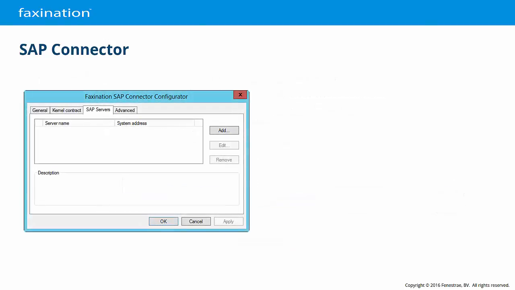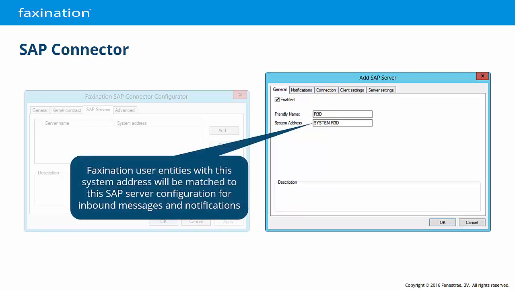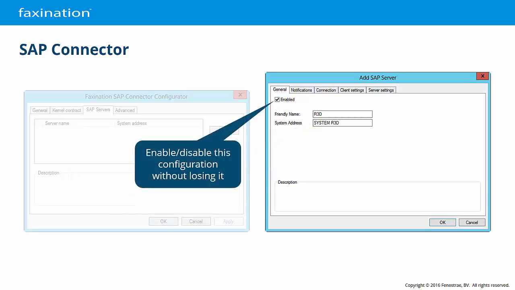The SAP Servers tab in the SAP Connector Configurator is where we define our SAP connections. The friendly name is the name of the SAP server and will appear in the SAP Connector trace. Note that friendly name in Faxination usually means that the field is arbitrary and only used as an administrative reference, but not in this case. The system address: Faxination user entities with this system address will be matched to this SAP server configuration for inbound messages and notifications. You may enable and disable this SAP server configuration without deleting it.